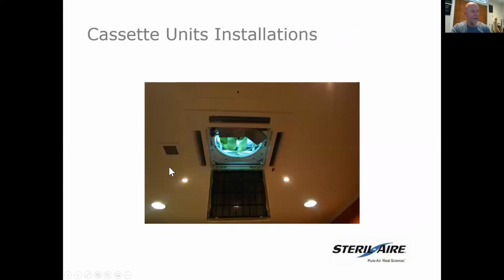We also have the same kits that we can use for cassette units, and usually we use 2 for a cassette unit.